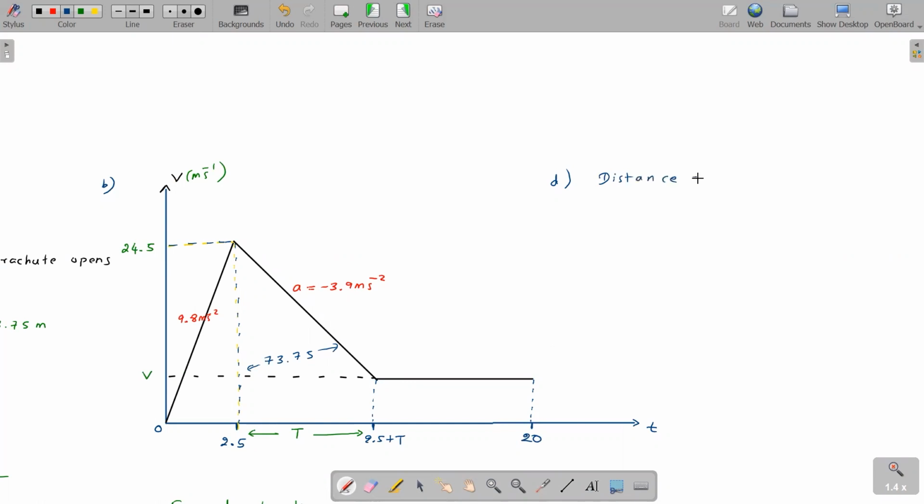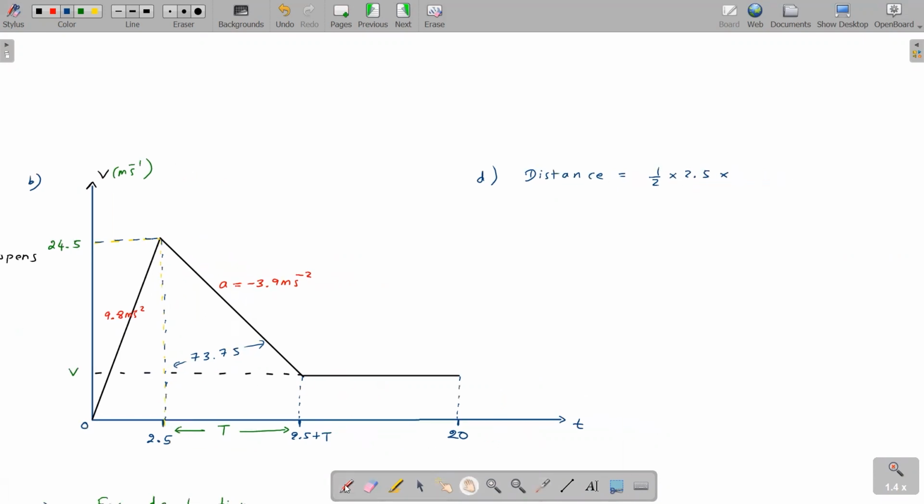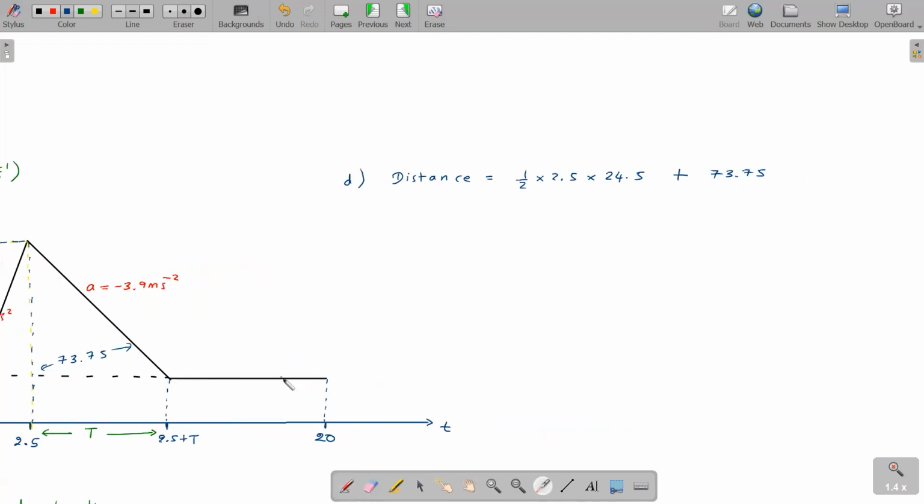It's half into base into height, right? Half into base is 2.5, height is 24.5. Do you agree? The area of the triangle, plus the next part is the area of the trapezium, which we already know. The area of the trapezium is 73.75. Do you agree? And the next part is the area of this rectangle.